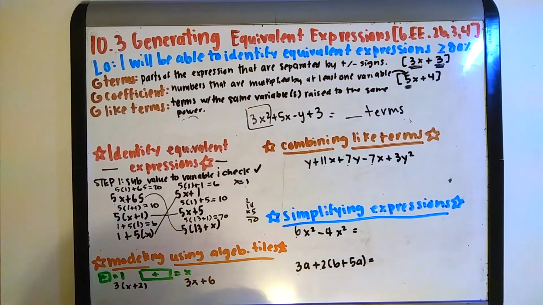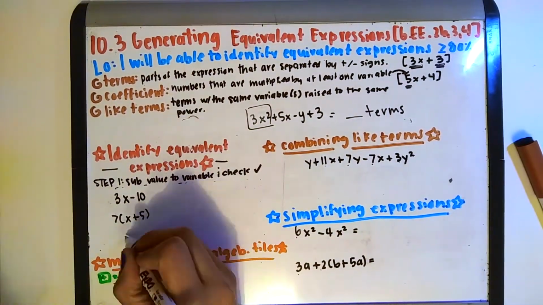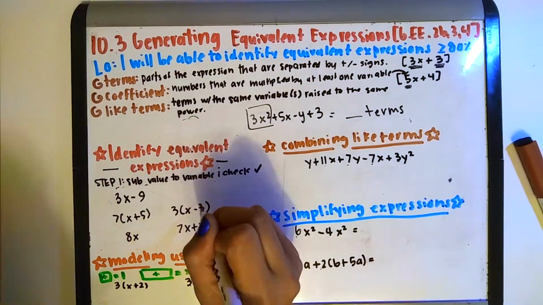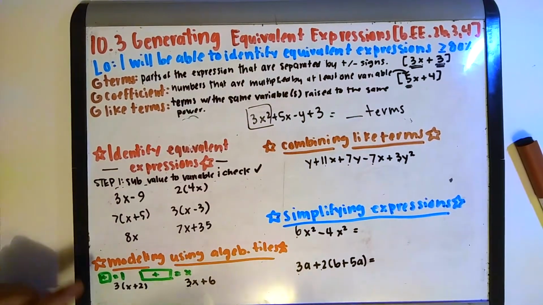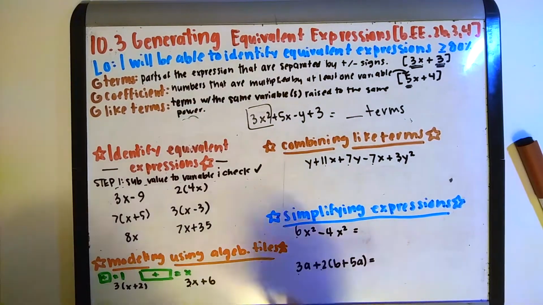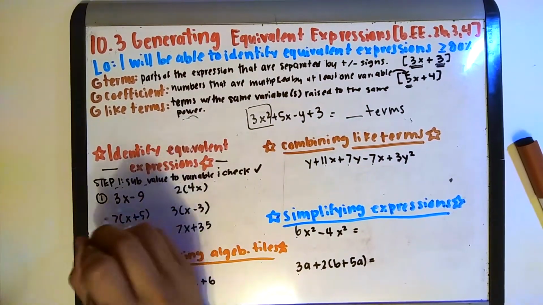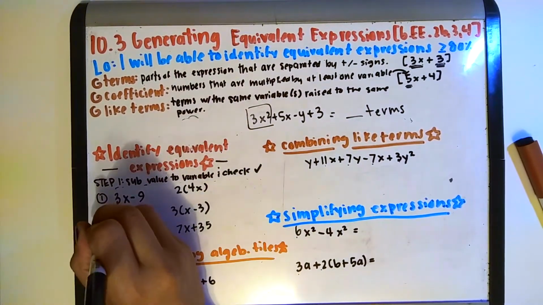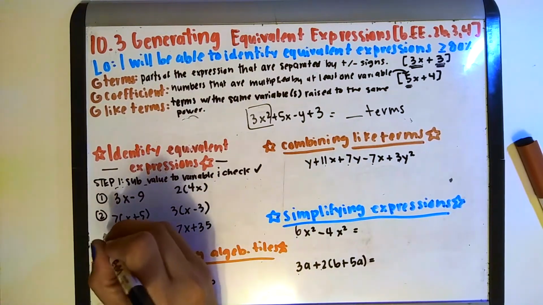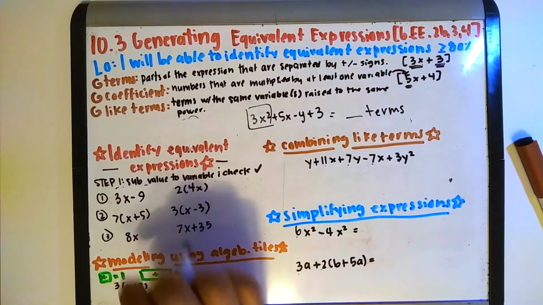So let me give you one to do for that. Okay, so go ahead and match those up. So number 1, tell me which one is equivalent to that on this side. Number 2, tell me which one is equivalent to this. And number 3, tell me which one of this side is equivalent to that.